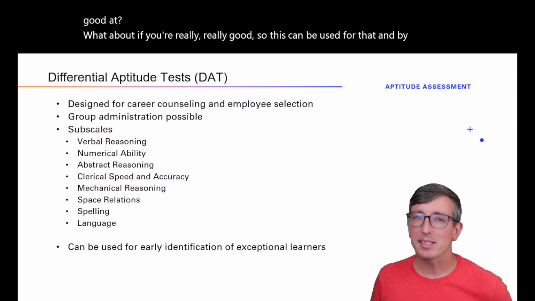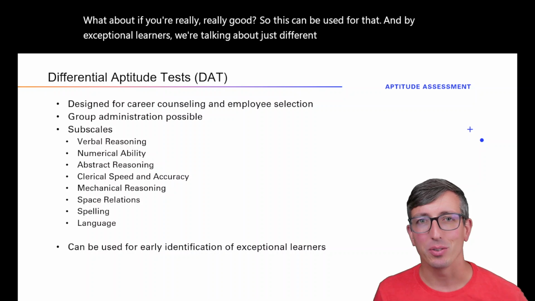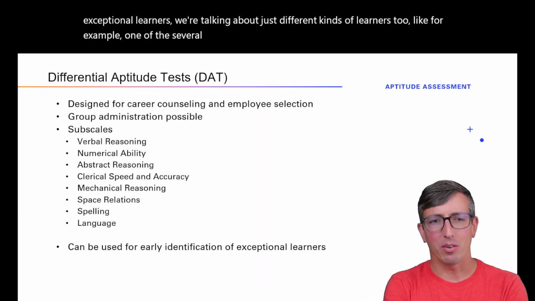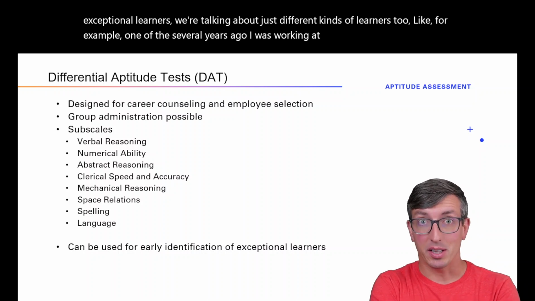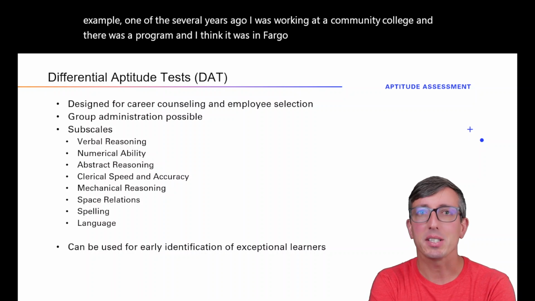And by exceptional learners, we're talking about different kinds of learners too. Like for example, several years ago, I was working at a community college and there was a program, I think it was in Fargo. Microsoft has an office in Fargo.